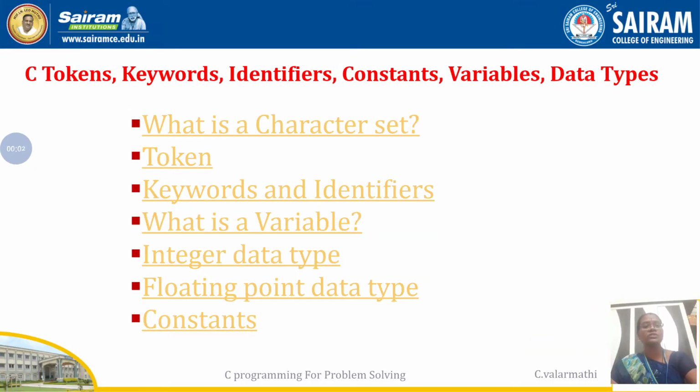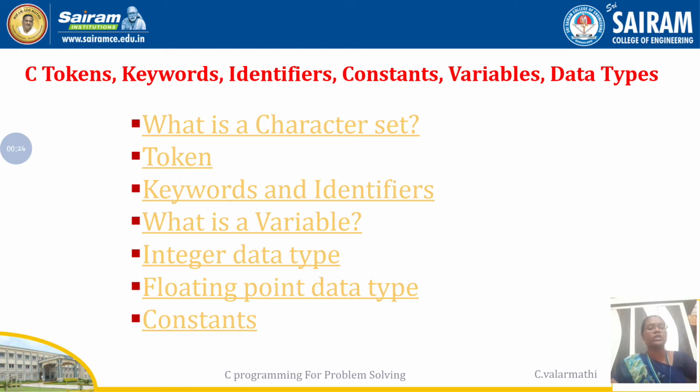Hi students, today our topic is tokens, keywords and identifiers, variables and data types in C programming. In the last video we saw the structure of a C program. When you are going to write a C program, what pre-knowledge is required?